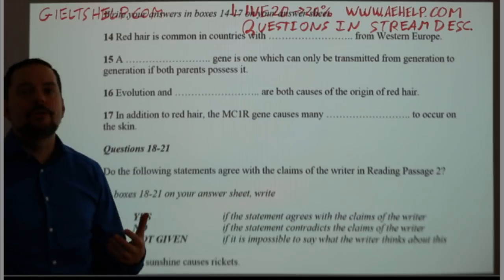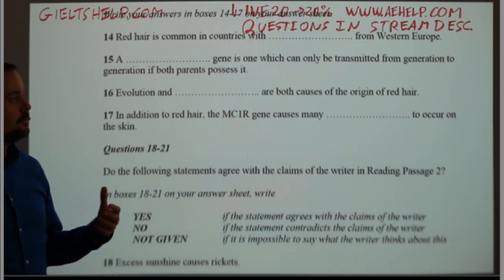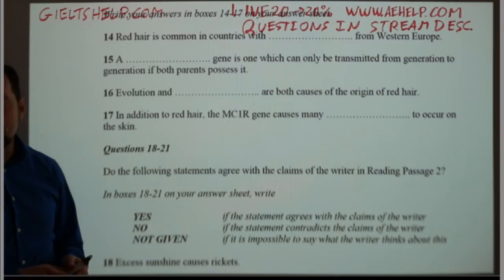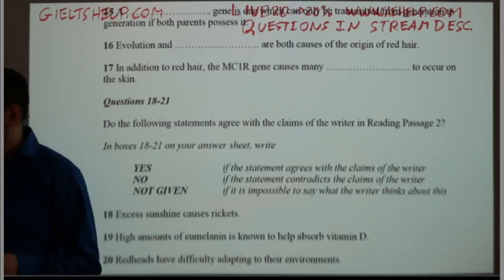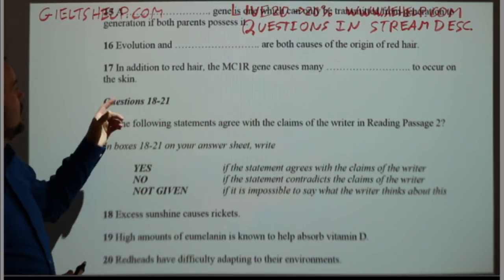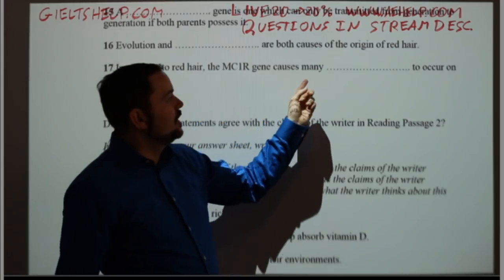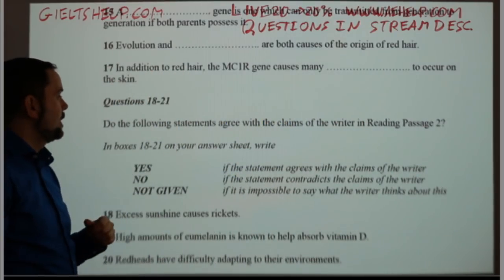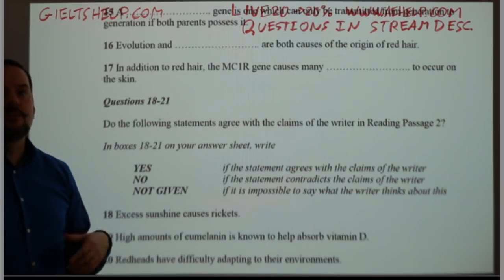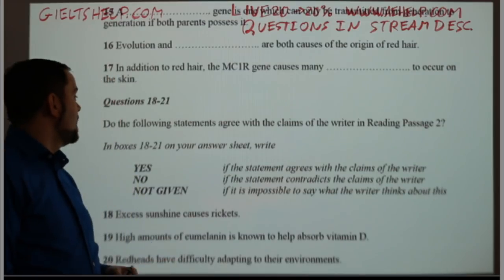Okay, so we can already see some of the key words that we were predicting when we were doing the what, why, how from the title. That's why it's so important to do that step number 2. All right, and then in addition to red hair, the MC1R gene causes many to occur on the skin. Okay, something with the skin. So we can now assume that the skin and hair are connected.